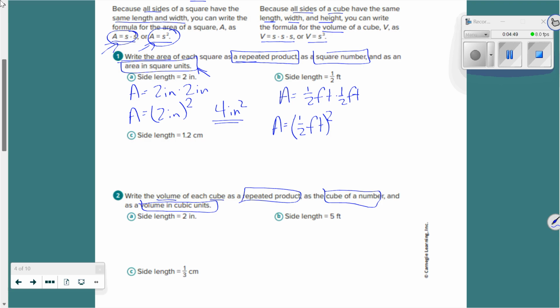What do I do? The whole number into a fraction? They're already fractions, 1/2 and 1/2. Go across. 1 times 1 is 1, 2 times 2 is 4. 1 over 4, so 1/4 squared. Okay? So there's my answer for this one.